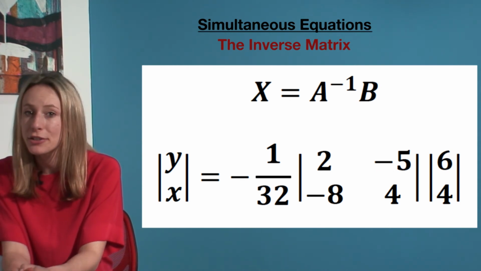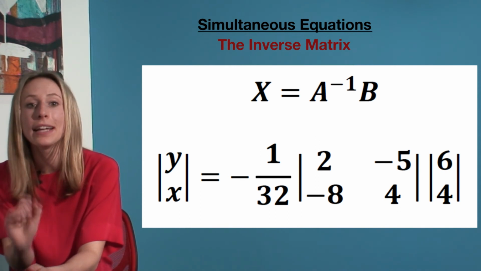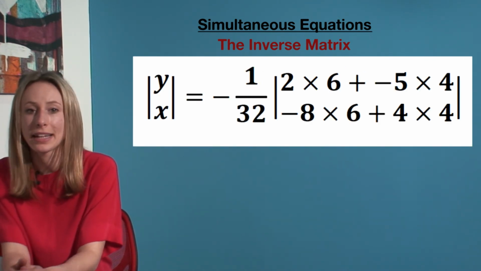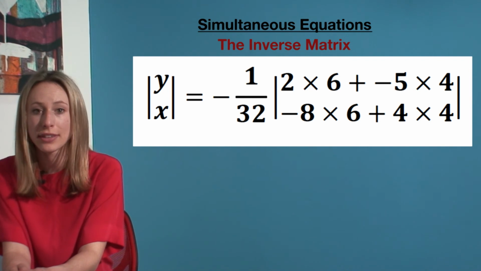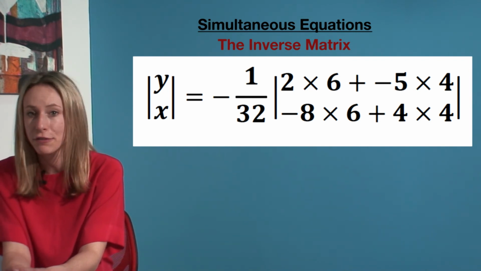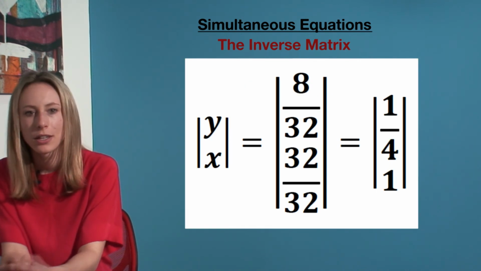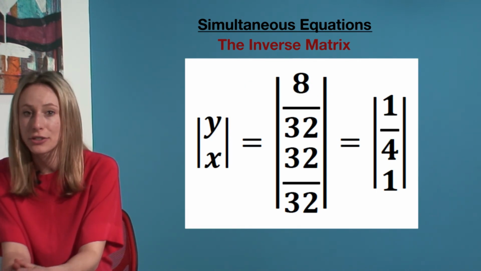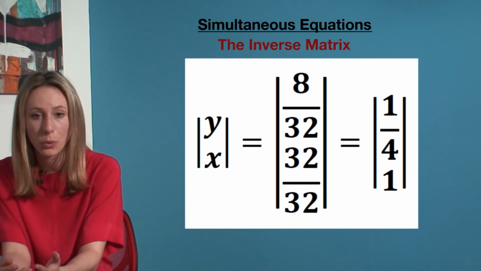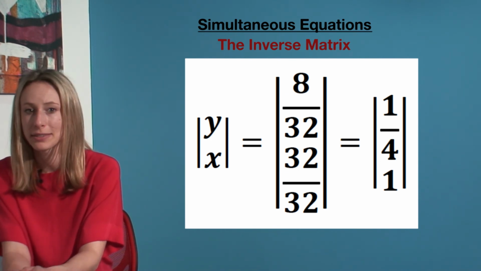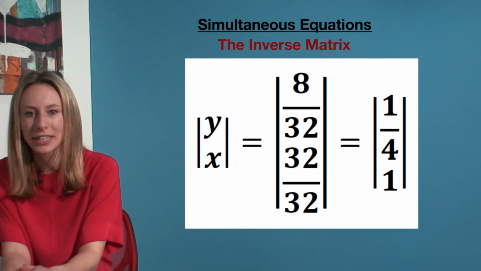Remember that to multiply matrices, we go across the first matrix and down the second. So we get x and y equals negative 1 over 32 times 2 by 6 plus negative 5 by 4, and negative 8 by 6 plus 4 by 4, which equals 8 over 32 and 32 over 32, or a quarter for y and 1 for x. This is the same as our result earlier.